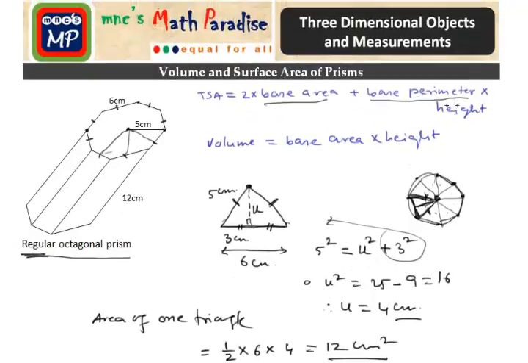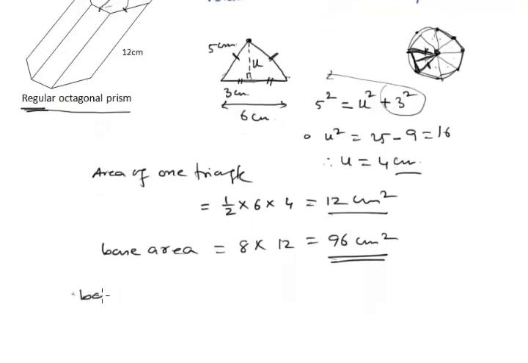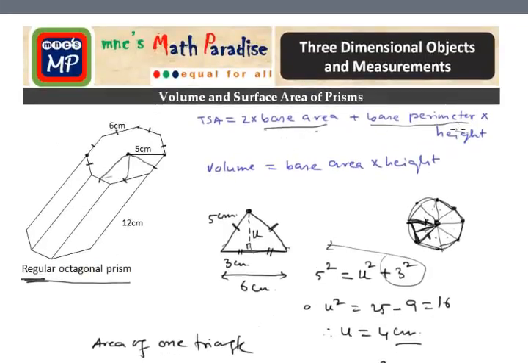Now we need the base perimeter. Each of the arms is 6 cm. There are 8 of them. So the total base perimeter will be 8 times 6, that is 48 cm. So now we have our base area and base perimeter. Using these two formulas, we can find our total surface area and volume.